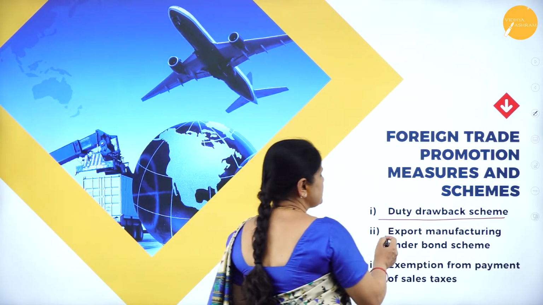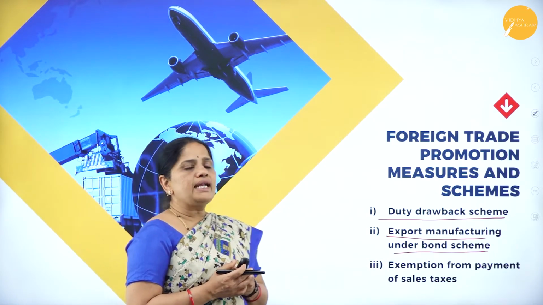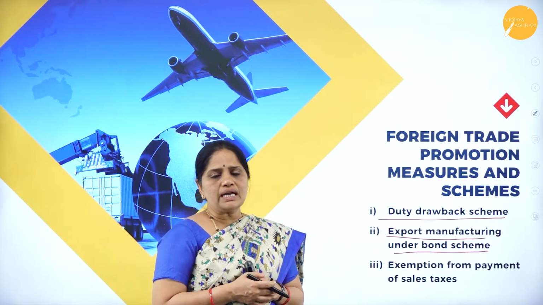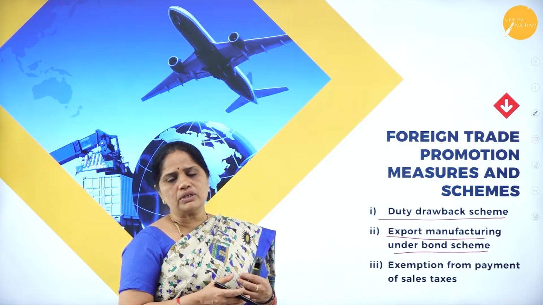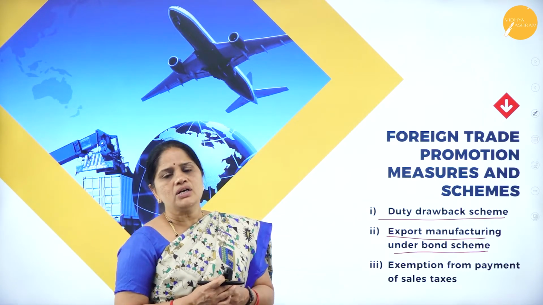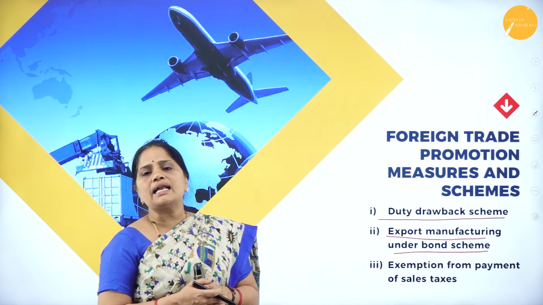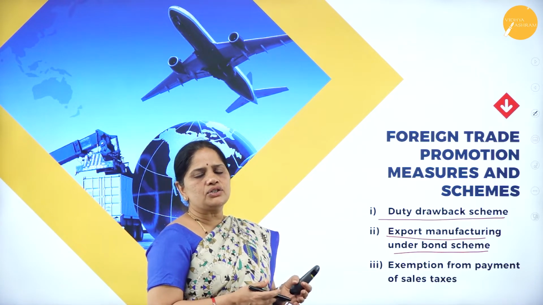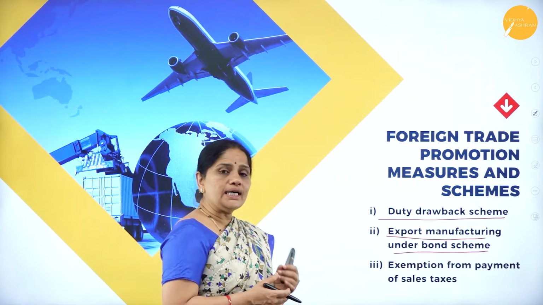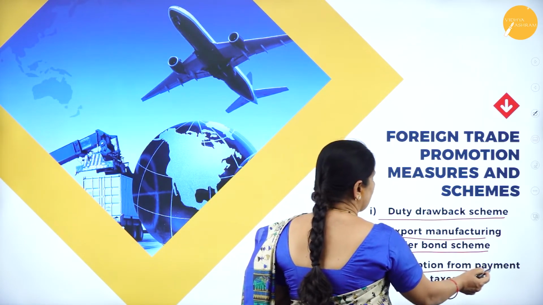Then the second one is the export manufacturing under bond scheme. Now, this is a bond scheme which is given by the government to the exporters. In case any of the exporters want to export goods, they can do so without paying any duties to the government. They have to work under this bond scheme only so that they can avail any of the benefits relating to the refund of the excise duties or any other duties which are to be paid to the government.